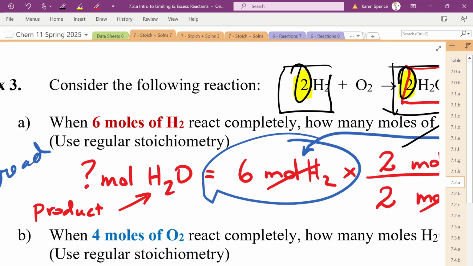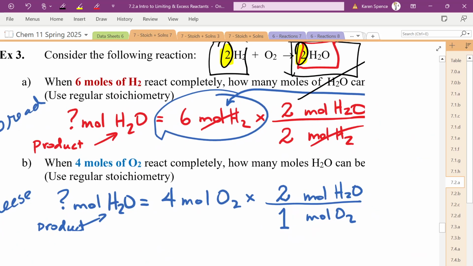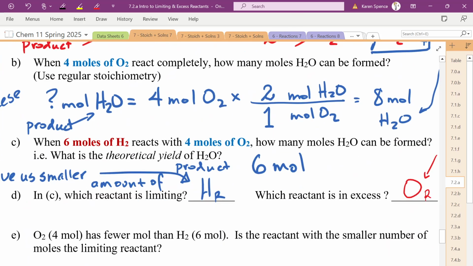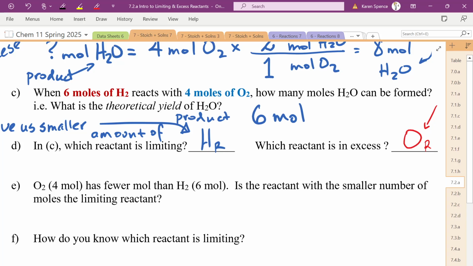You have to change it into how much product I could produce, because we're using up hydrogen at twice the rate we're using up oxygen. So it doesn't matter that we've got less oxygen, we're using up the hydrogen faster, so we run out of it sooner. Okay? So this question gets at that.